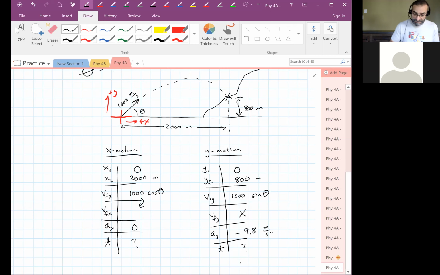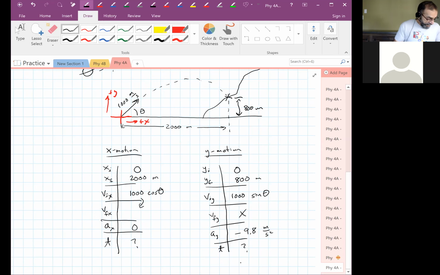A question about the pictures being provided. I try to provide a drawing like this in the exam if I think it's helpful. I would have provided a drawing for this problem.